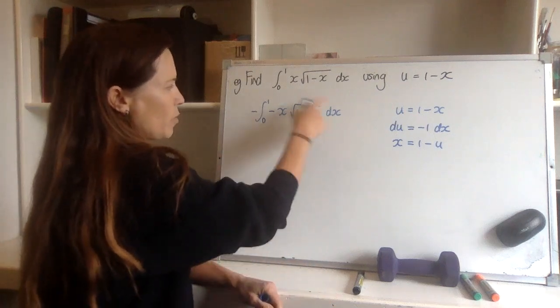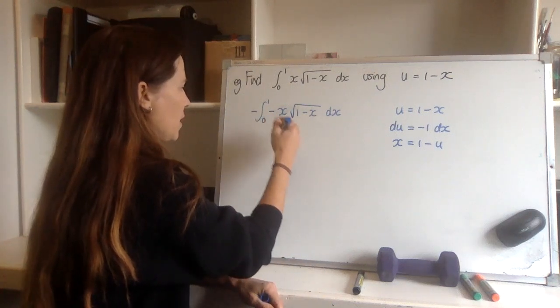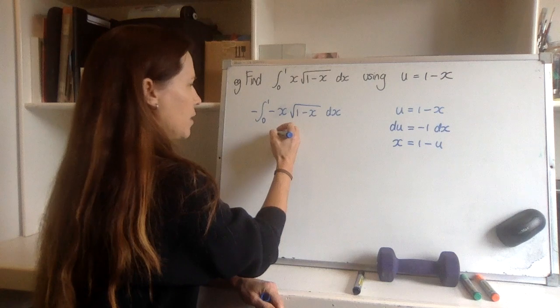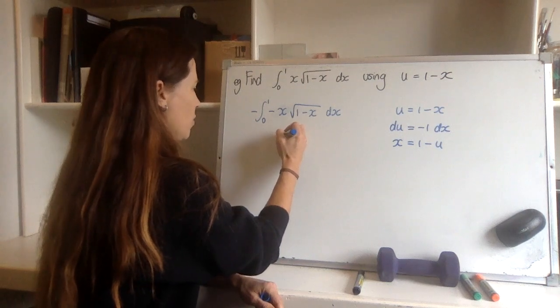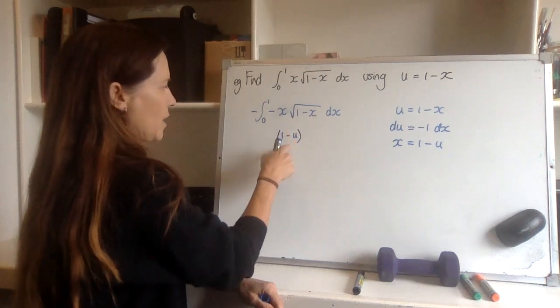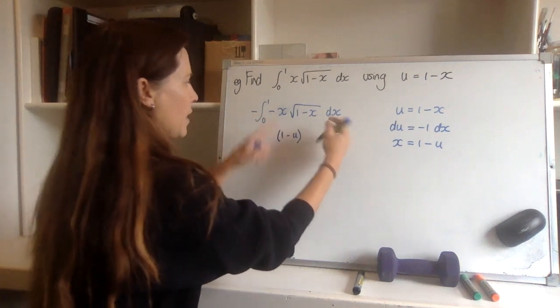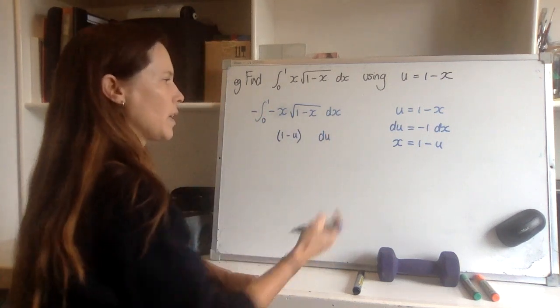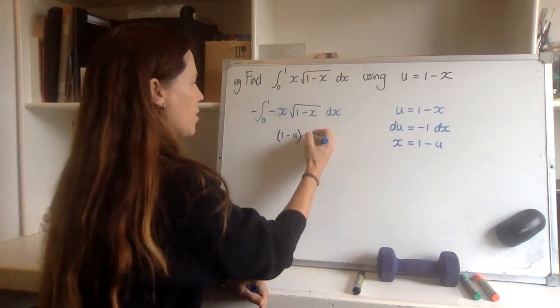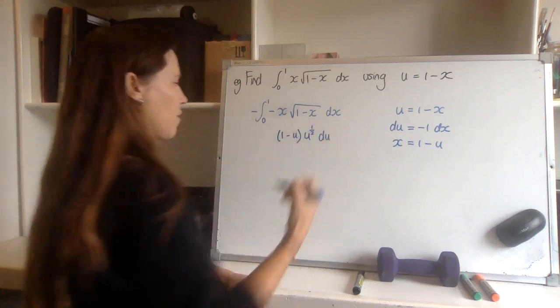So we've already done these steps before. This part is going to be 1 minus u, just for the x. The negative and the dx is going to be our du, and this part here is going to be u to the power of a half.